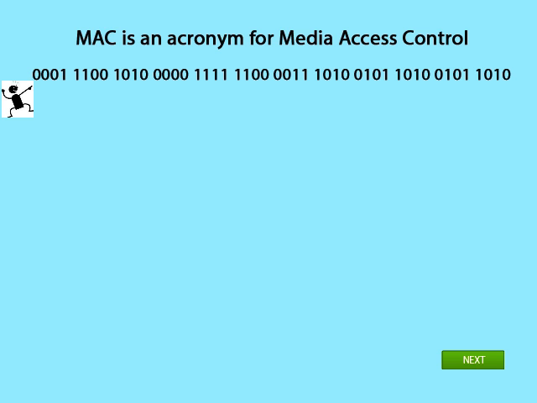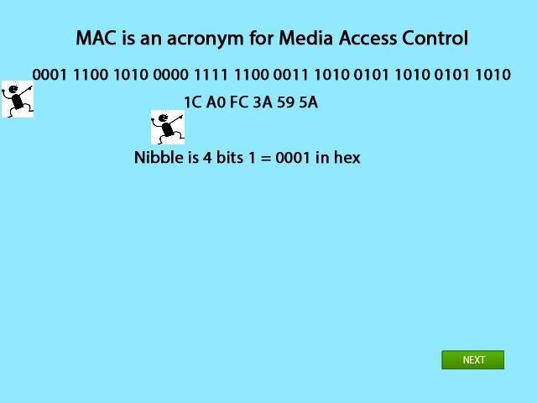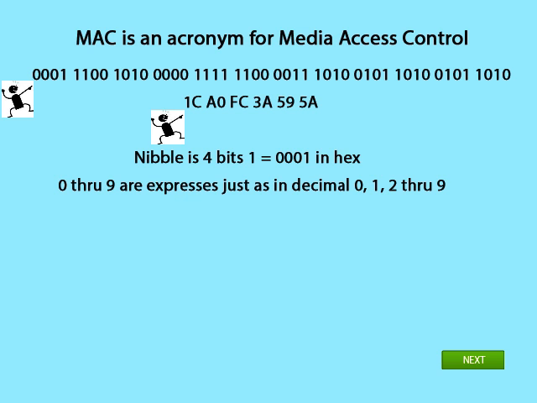So for humans, it is displayed in hexadecimal format. It looks like this. Every 4 bits is grouped into 4 bits called a nibble. The binary bits are then converted into decimal notation. But there are only 10 values in decimal, and that is 0 through 9.